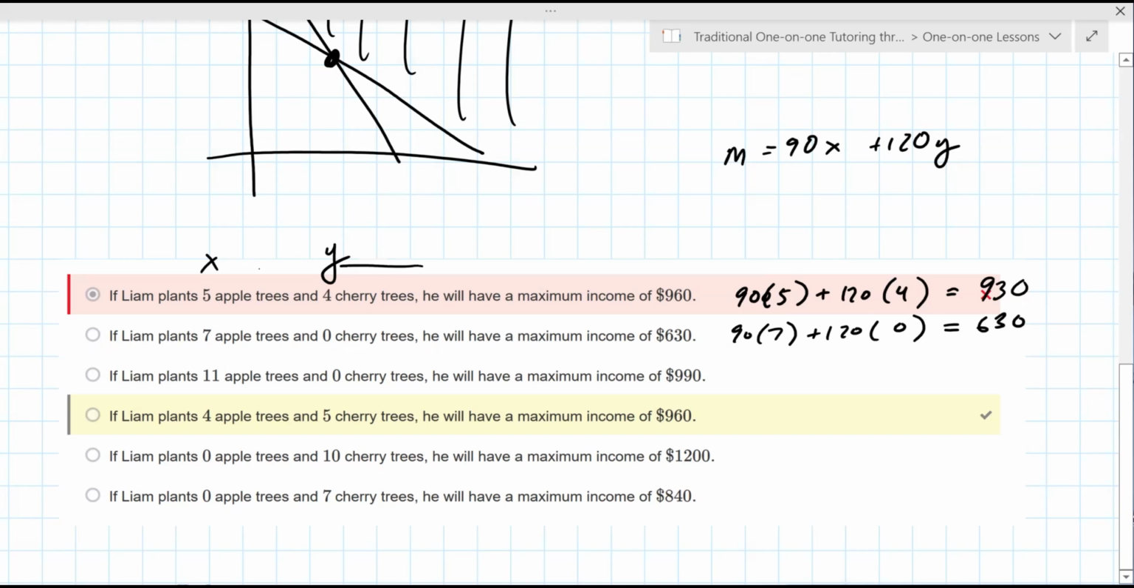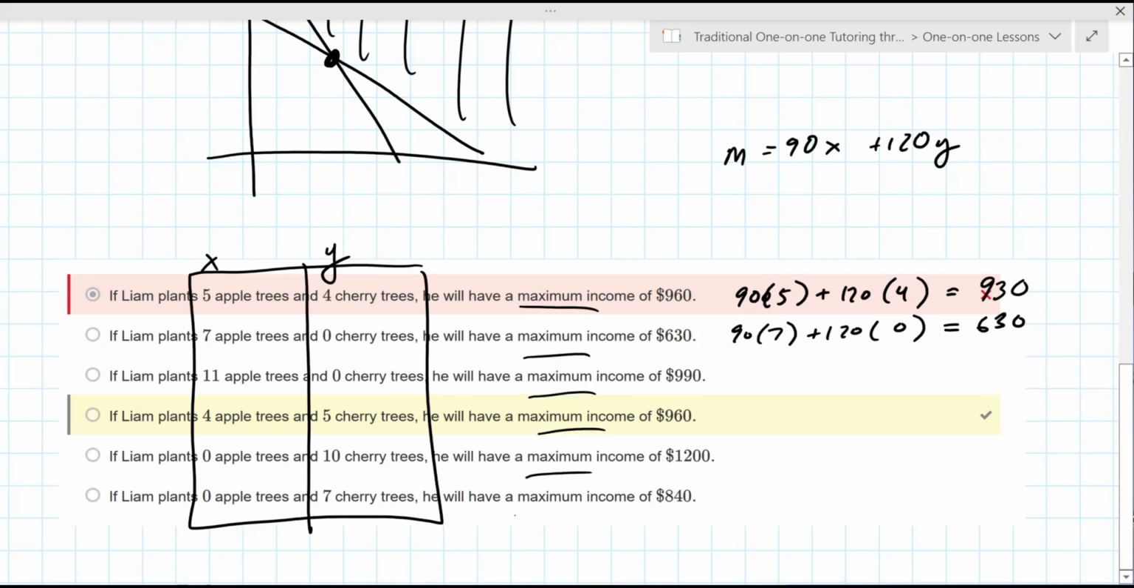So the idea in this problem is that all of these are possible points, but only one of them gives you a maximum income. Okay. So let me see if I can find one here real quick for us to do.